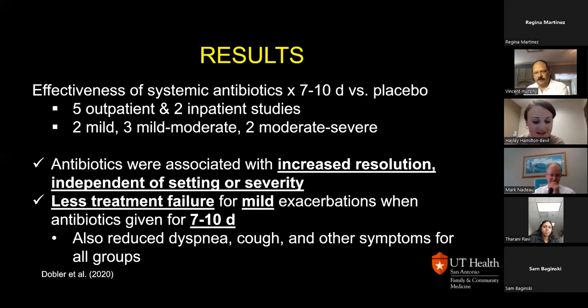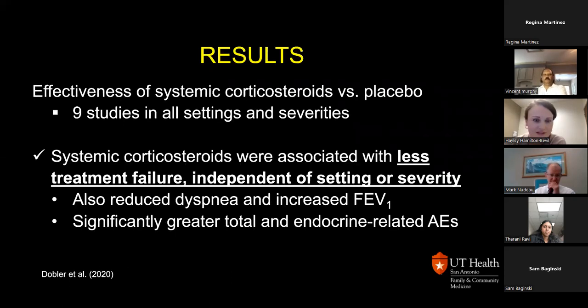At the end of the intervention, they noted these results. So that was pretty, they were pretty confident that antibiotics are helpful, and we'll continue to look at that. They also looked at effectiveness of systemic corticosteroids versus placebo or management without steroids.